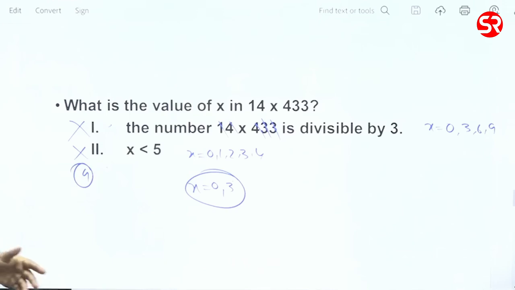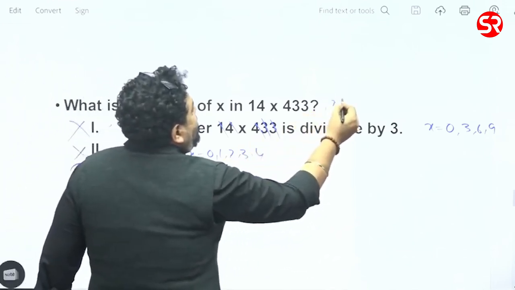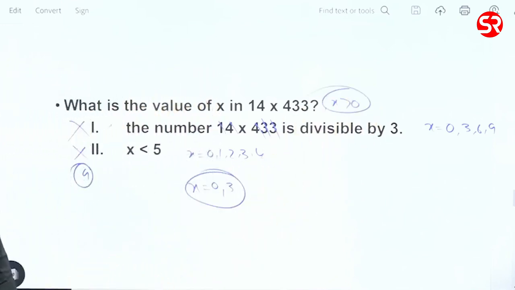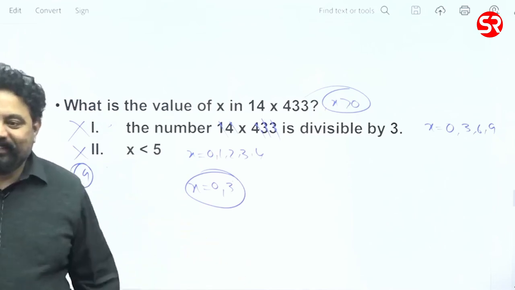And the answer would be 3 had I written x is greater than 0. See the beauty. One single statement changes everything.